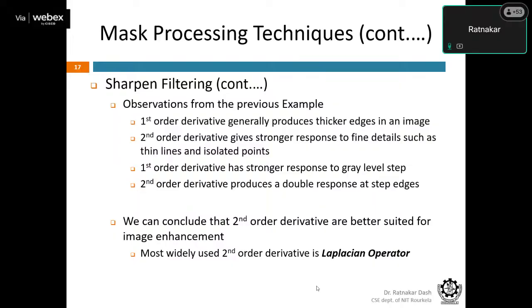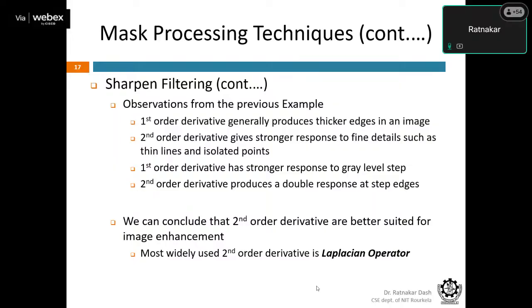And first order derivative has stronger response to gray level step, whereas second order derivative produces a double response at step edges. When there is an edge at a particular step, we need to find the second order derivative so that the edges can be more prominent. So you can conclude that second order derivative is always better suited for image enhancement and image quality improvement.